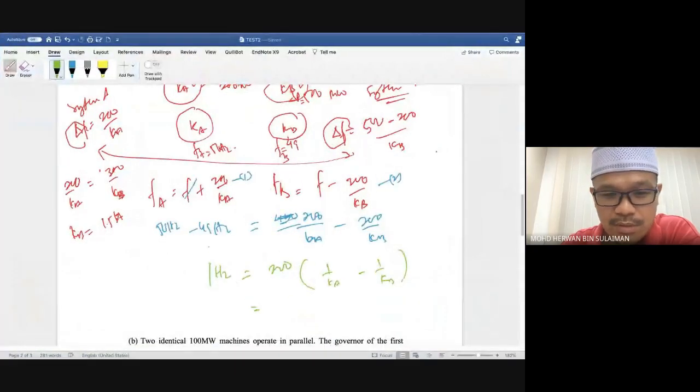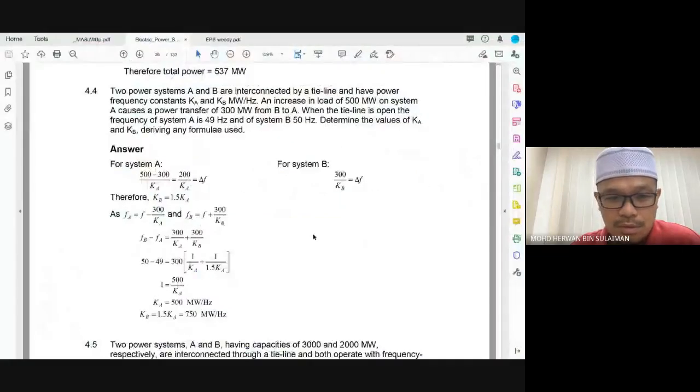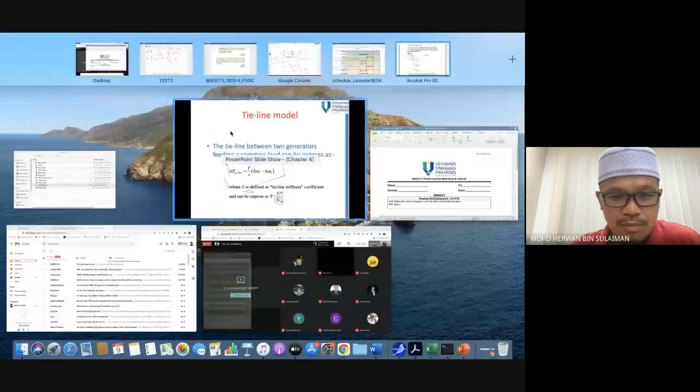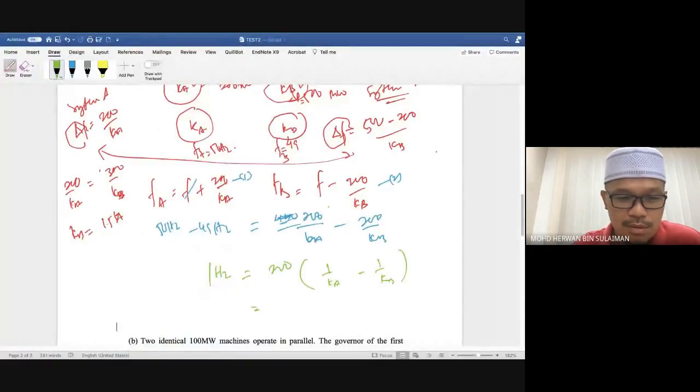Sorry, just now it disconnected. So you can solve these things, right? And then you solve this one. KB equals 1.5 KA. So 1 Hertz equals 200 times 1 over KA minus, it becomes plus, right? This one plus 1 over 1.5 KA. So you can do the solution and see what you get.